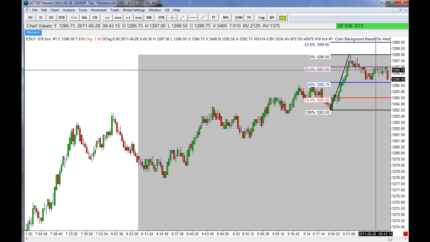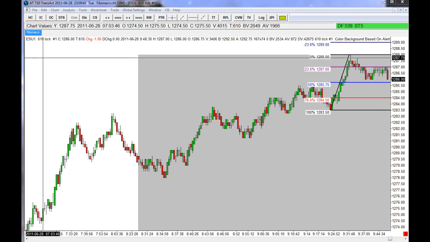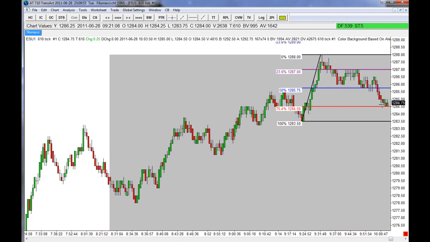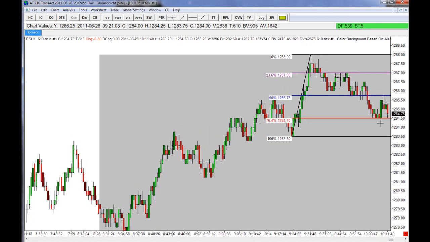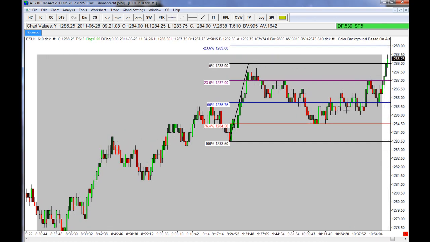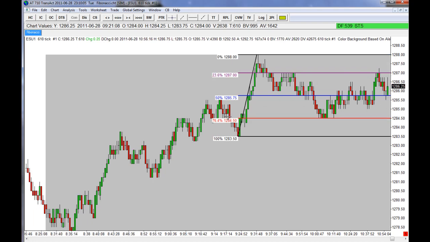Okay, price went bid at 1287, so I did get filled. And then price went through the 50% level to the 76.4. It did not break this line, and finally it was 12 noon Eastern, so I stopped trading.